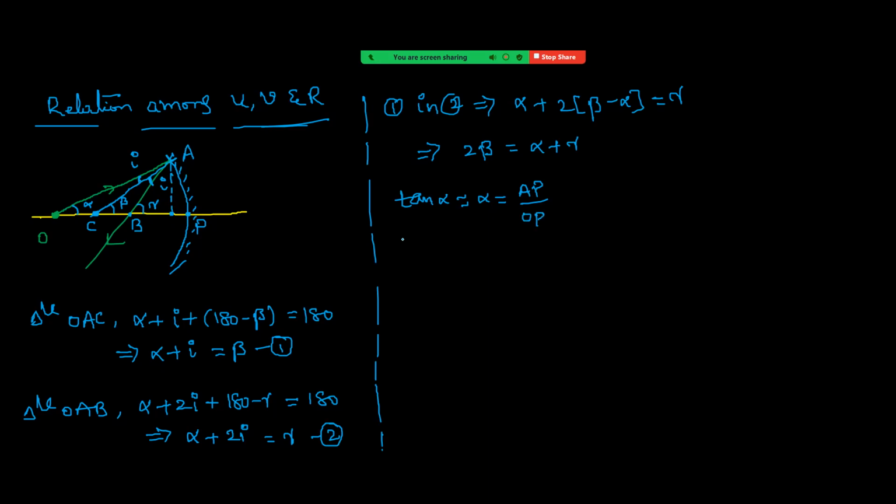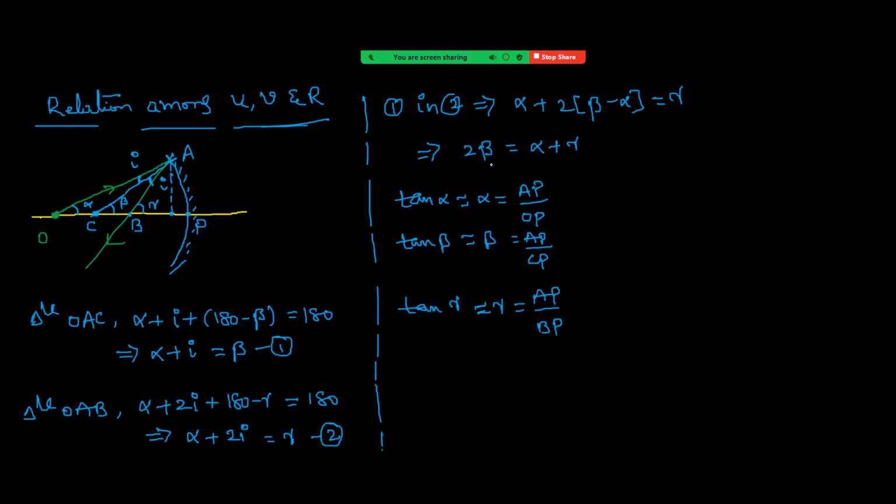In the same way tan beta, since beta is very small, approximately equal to beta, that is equal to again AP by CP. It is AP upon CP, right? Next, tan gamma. Tan gamma approximately equal to gamma, that is equal to AP upon BP. Okay, BP.